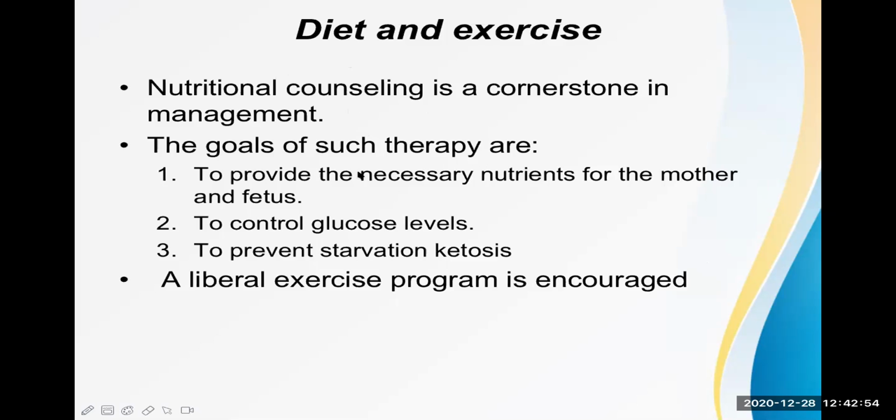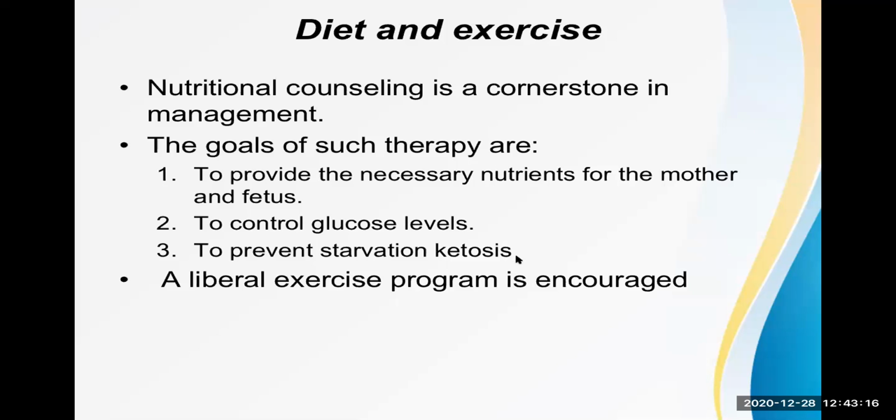The goals of such therapy are to provide the necessary nutrients for the mother and fetus, to control the glucose level, and to prevent the starvation ketosis or starvation ketoacidosis. So these are the goals of such therapy. So a diet plan is made and provided to the mother. That is the best we can do.